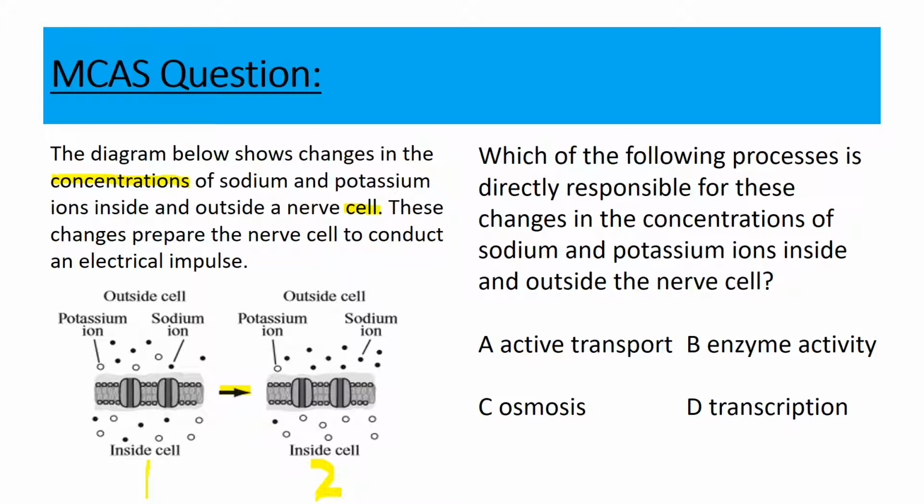And since it was moving both substances against a concentration gradient, from areas of low concentration to high concentration, that requires energy. And we know that when a cell moves substances across its membrane and it requires energy, that's called active transport. So I'll read the question, but I just gave you the answer. Which of the following processes is directly responsible for these changes in the concentrations of sodium and potassium ions inside and outside the nerve cell? And of course the answer is A, active transport.